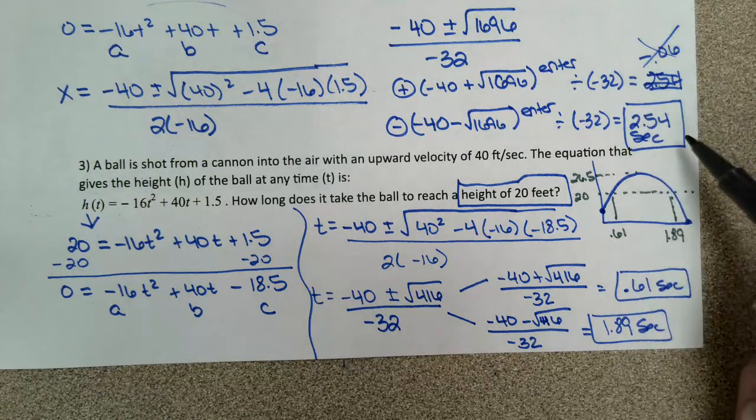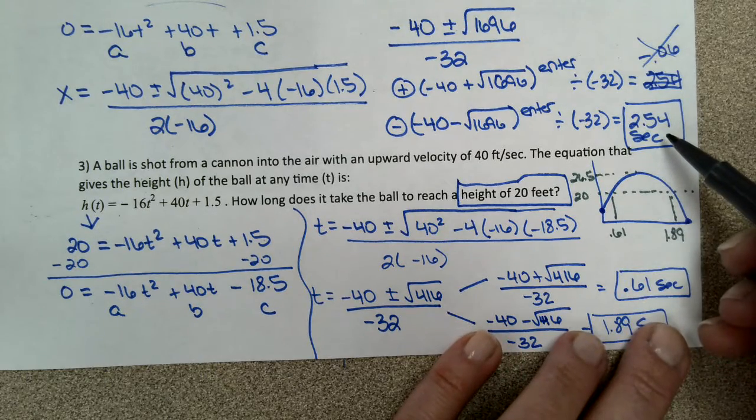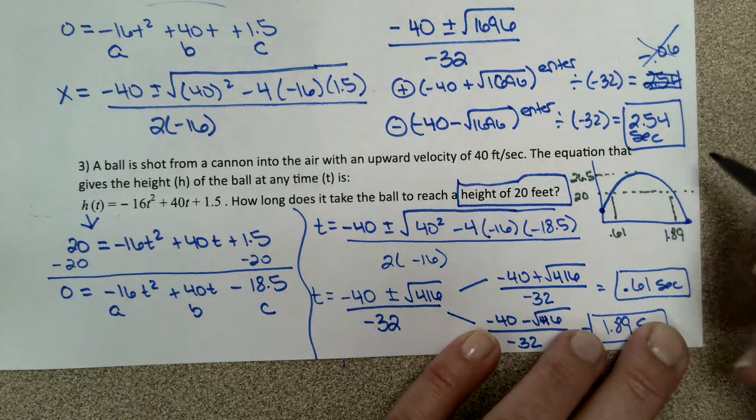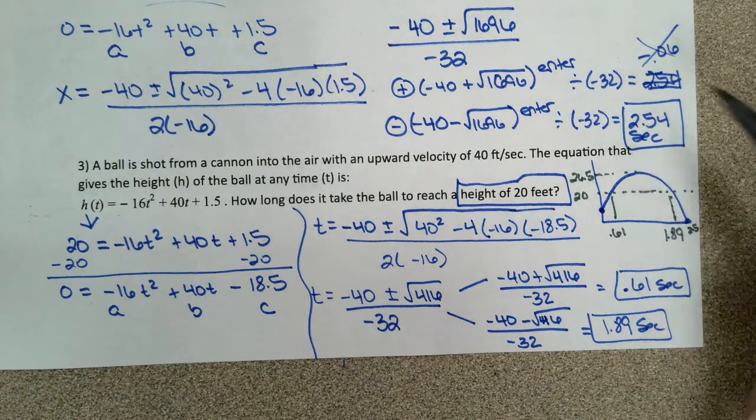And then we just solved it earlier. So back in step 2, it said, how long did it take to reach the ground? So we got 2.54 seconds. And so it took 2.54 seconds for it to land. So that's what your entire graph and situation looks like. We'll do some more of these in class.